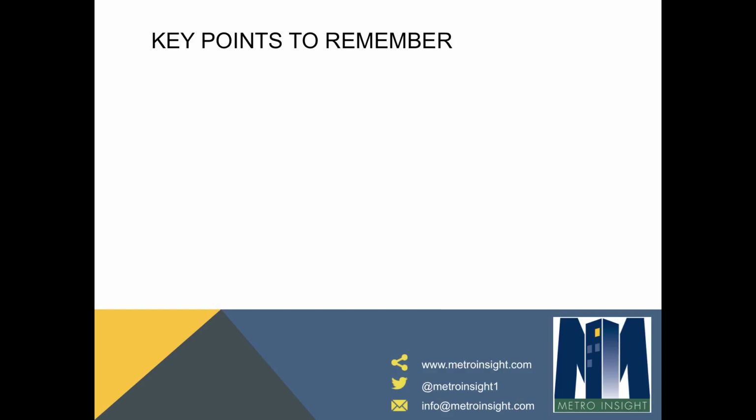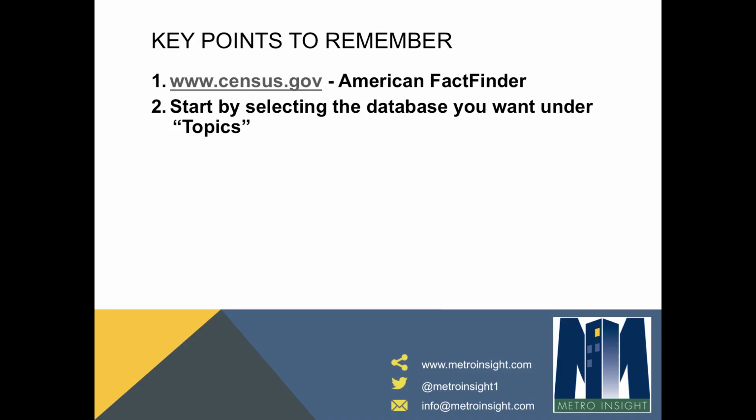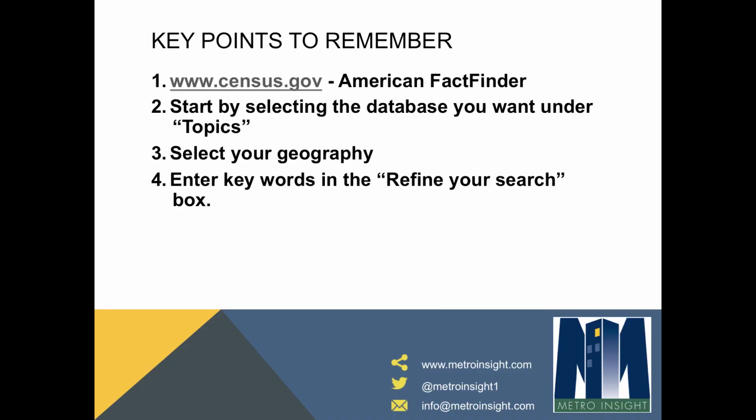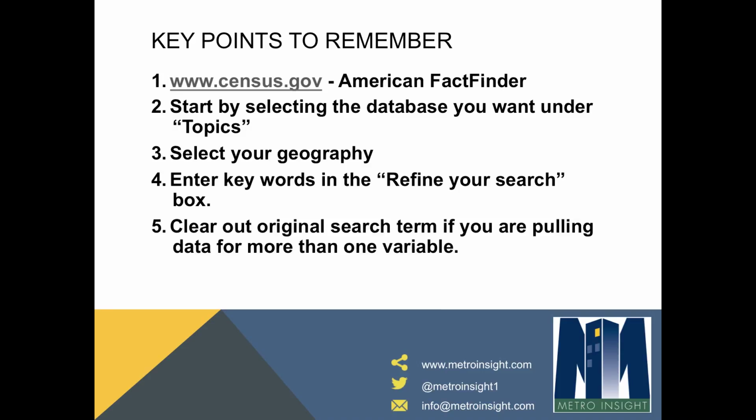Some of the key points when you're going into American Fact Finder. First of all, it's at www.census.gov, or you can Google American Fact Finder. It will probably take you right to that first page. You want to start off by finding the database that you want under topics. And once you get that down, it really makes the search a little bit easier. After that, find your geography that you want to identify. And then use the refine your search box to enter the keywords for the variable that you're looking for.